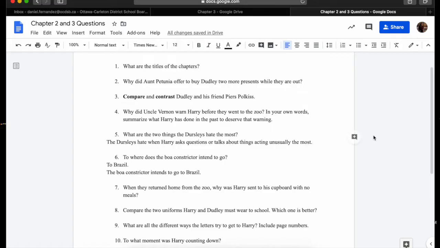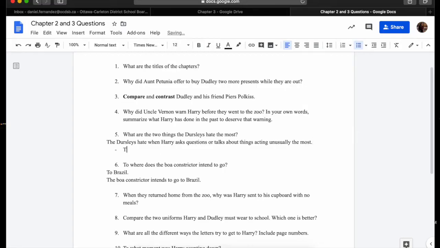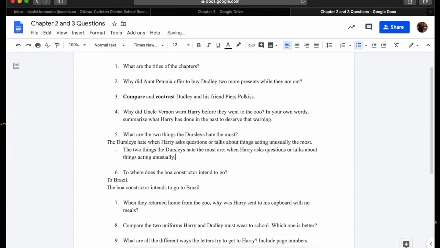If you even want to make it stronger, what I would do is, the two things the Dursleys hate the most are, and then you can put a nice little colon because you're going to make a list, and then you would add these two pieces right there, and then you press your period.